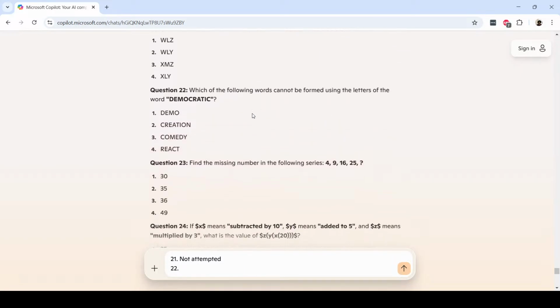Which of the following words cannot be formed using the letters of democratic? So demo is still there. N is not there. Cannot be formed using the letters of the word. Okay, in democratic, N is also not there, right? Y is also not there. So demo C is there, Y is not there.